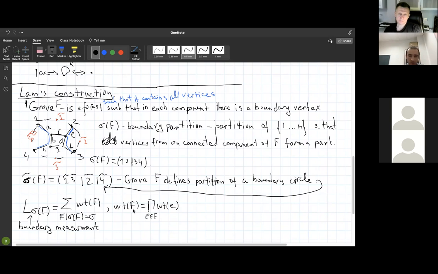And the weight of a grove is just a product of all weights of edges which are in this grove. So for example here we have A, B, H, E, D, F, just a product. And for different groves, we obtain different products. And here we sum over all groves which define the same partition as this partition in the index of this boundary measurement L.